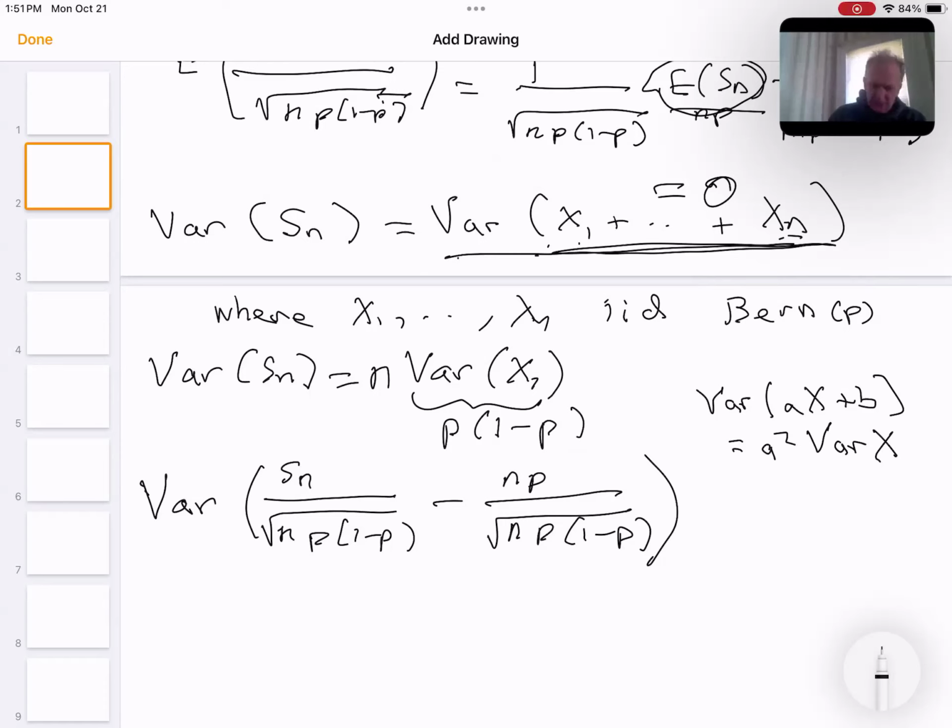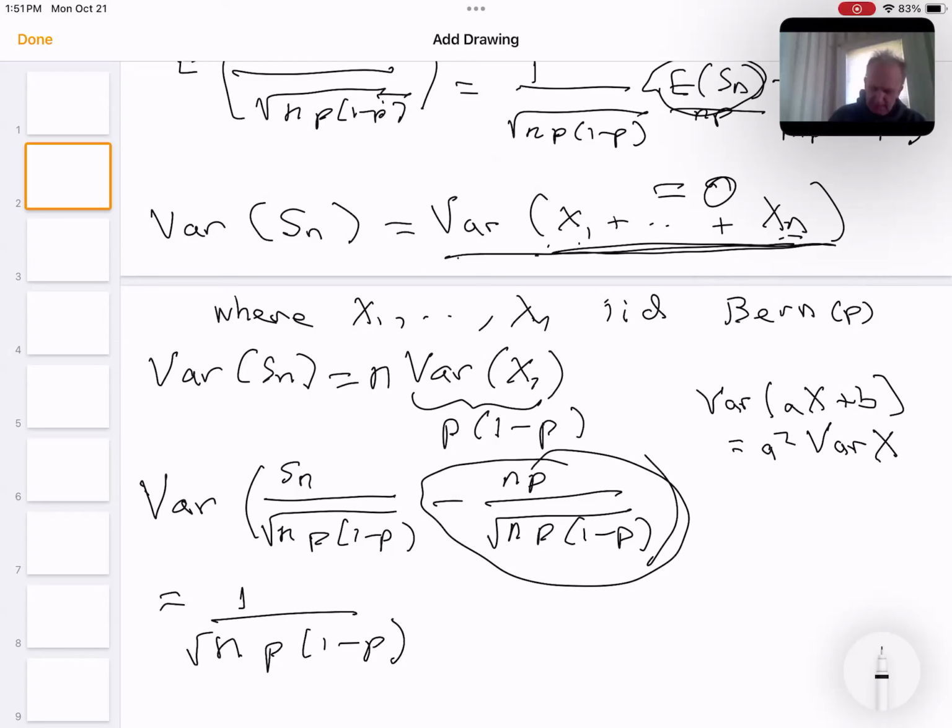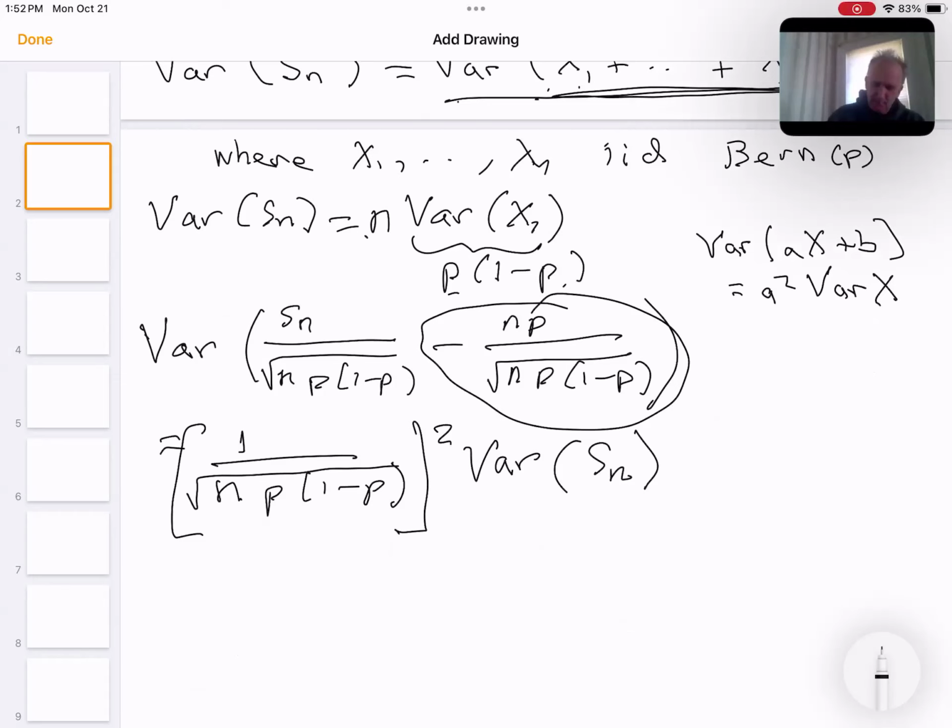So I just do the same thing here. This is b, right? And this goes away. So this a is just 1 over the square root of np(1 minus p), and I square it times the variance of Sn. But that's np(1 minus p), and I'm squaring this, so the whole thing is 1. All right, it works, in other words.